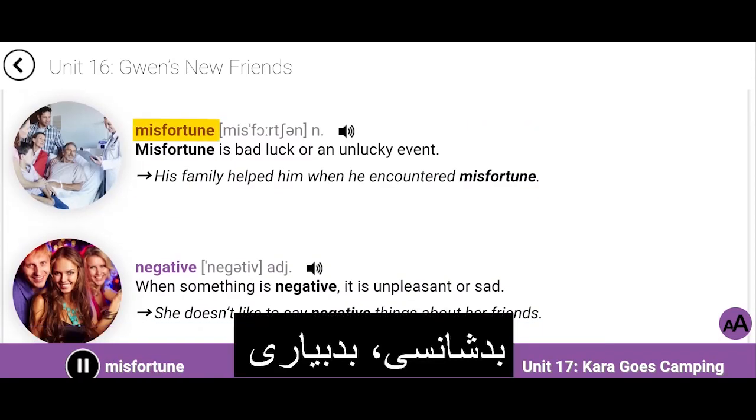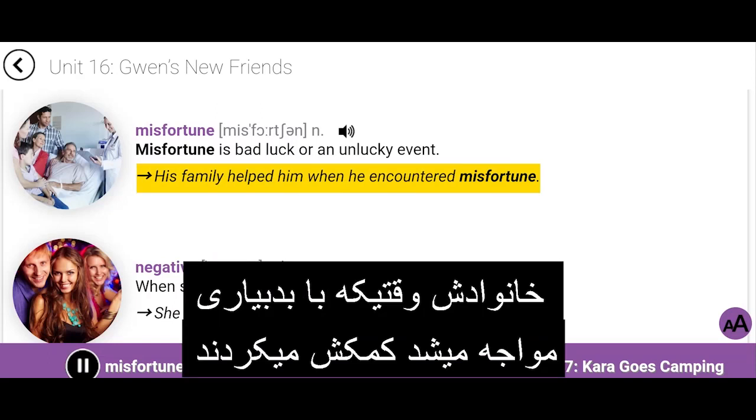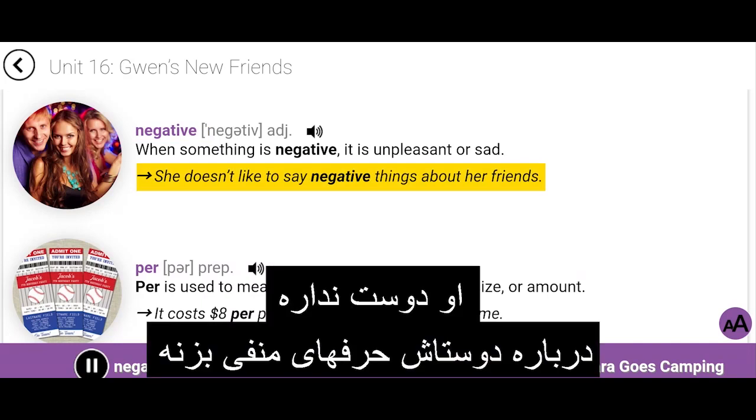Misfortune. Misfortune is bad luck or an unlucky event. His family helped him when he encountered misfortune. Negative. When something is negative, it is unpleasant or sad. She doesn't like to say negative things about her friends.